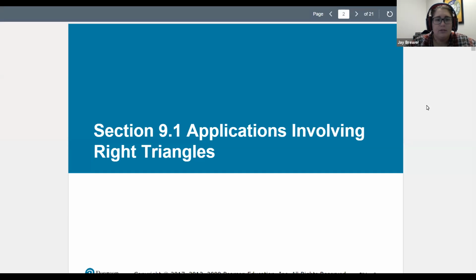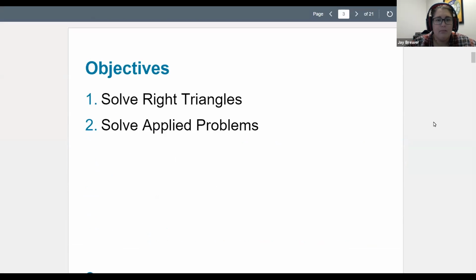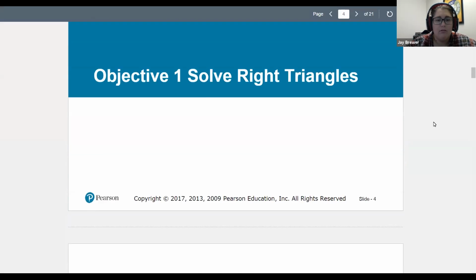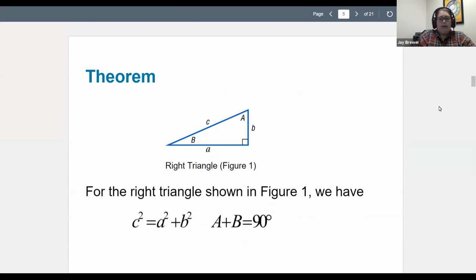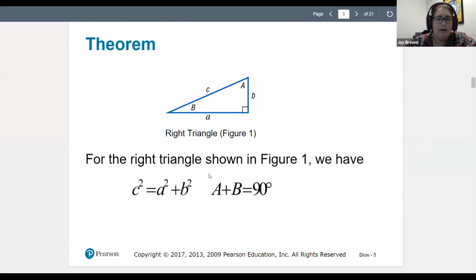Okay, so we're going to start with section 9.1, applications involving right triangles. Go ahead, if you don't have this already, you can write it down. Honestly, the only part that's different from what we have been looking at before is this little part here about angle A plus angle B should be equal to 90 degrees. Obviously, that's only true if we're talking about a right triangle. And other than that, it'll be A plus B plus C is equal to 180 degrees.